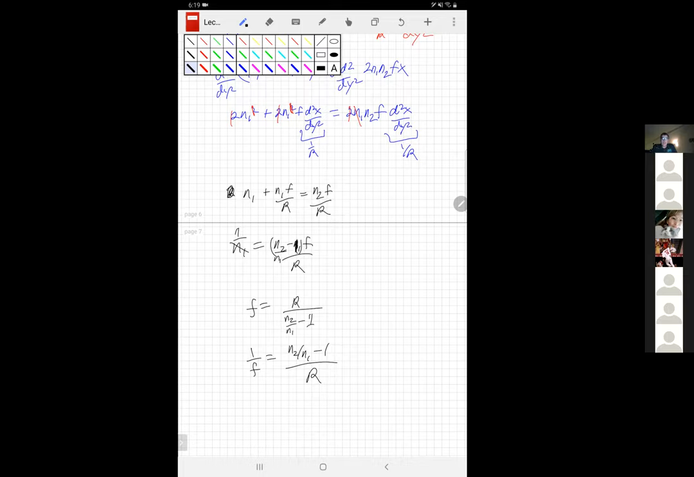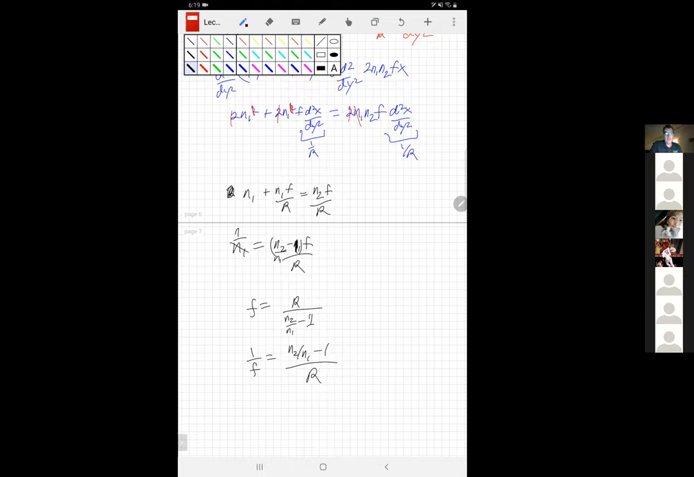What should we take away from this? Well, first of all, 1 over the focal length depends on the refractive index contrast. So let's test this. Right now we have 2 hyperbolic lenses. I'm going to get rid of one of these hyperbolas.